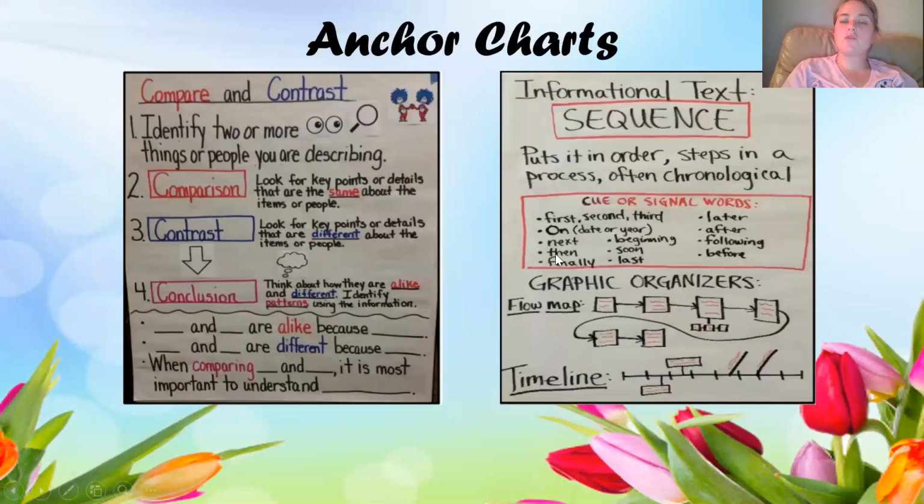All right, so here are our 2 anchor charts for this week. So we have compare and contrast. So we just talked about compare: blank and blank are alike because, and blank and blank are different because. So you're comparing how 2 things are the same and how they are different. Sequence is putting the events in order. So you can see our graphic organizer. This is just like the one we're going to do this week where we're putting the events in order.